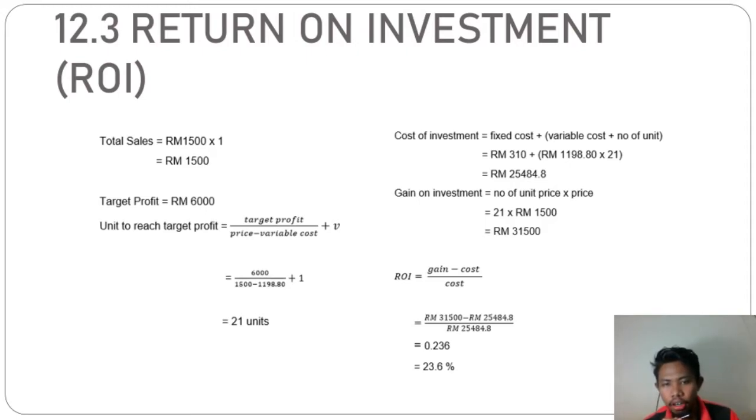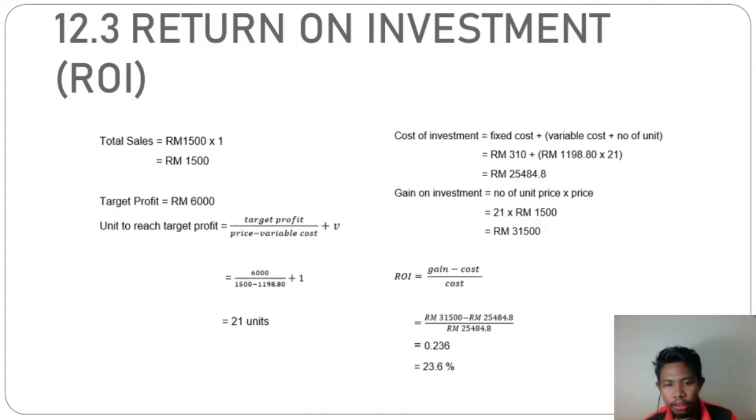Then gain on investment. To get this total, we must calculate the number of units multiplied by the price. The number of units is 21, multiplied by 1,500 ringgit, then the total is 31,500 ringgit for gain on investment.